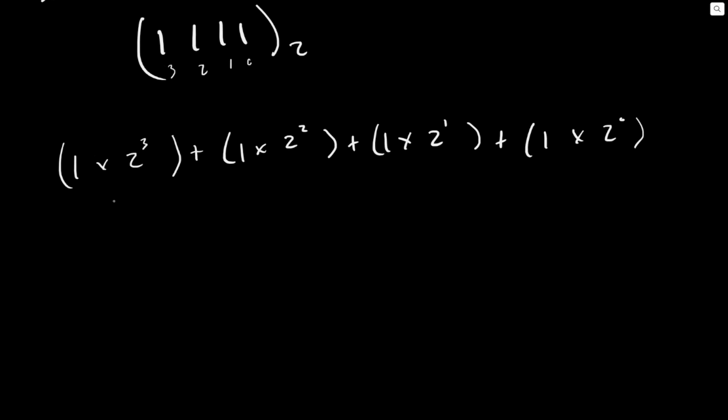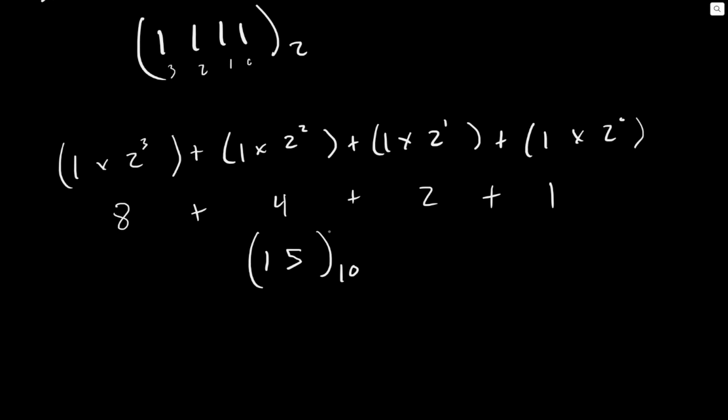All right, so what's 2 cubed? That's 8, so 1 times 8 is 8, plus. What's 2 squared? That's 4. 1 times 4 is 4, plus. 2 to the 1 is 2. 1 times 2 is 2, and then plus, remember 2 to the 0 is 1. 1 times 1 is 1. 8 plus 4 is 12, plus 2 is 14, plus 1 is 15 in decimal, or base 10. And there you have it. That's your first example.